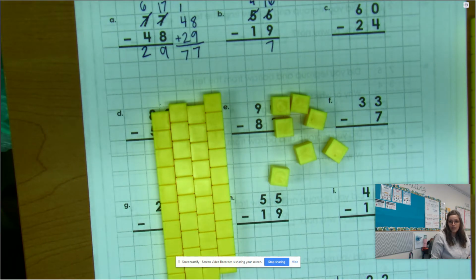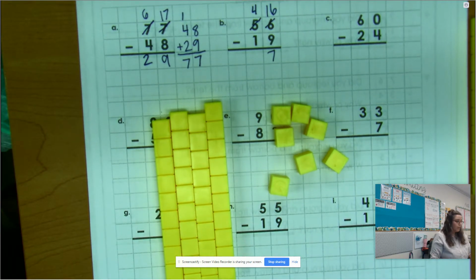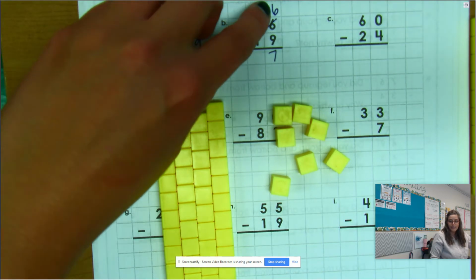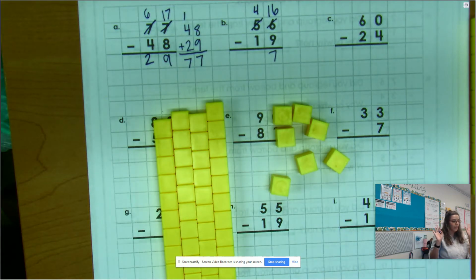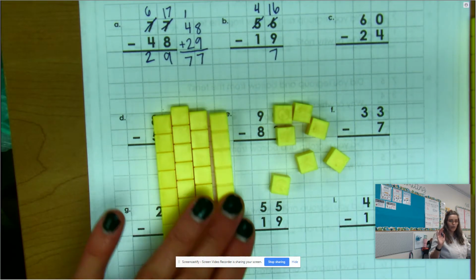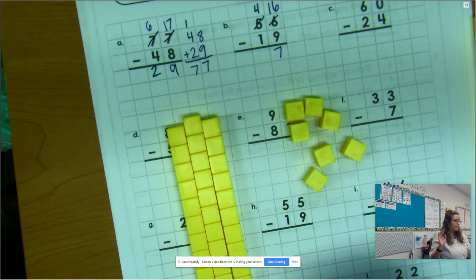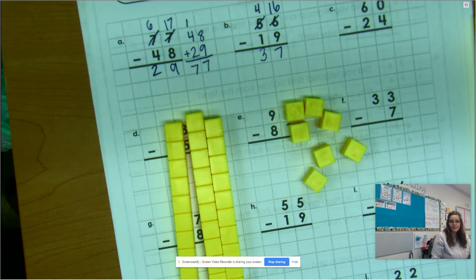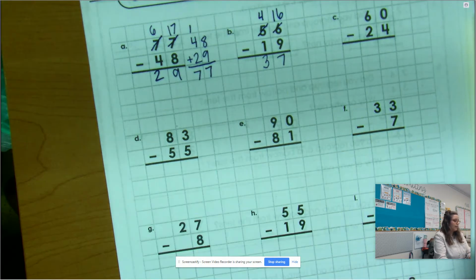Okay. See what's happening here? So remember, 50 plus 6 is the same thing as 40 plus 16. Same thing. We're just changing how we have it. Okay. So now I have 4 tens, and I'm going to take away 1 from 19. How many tens do I have left? 3, which equals 37.